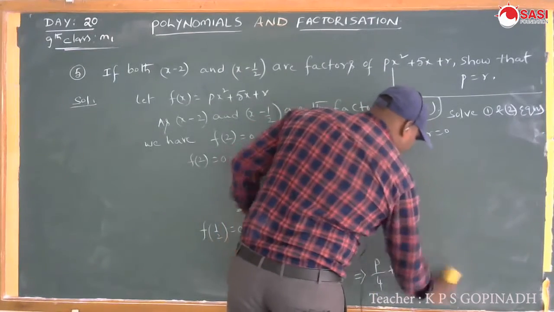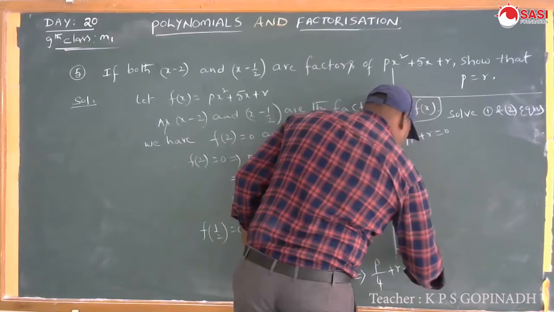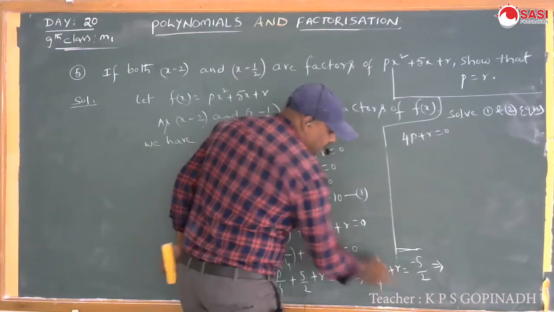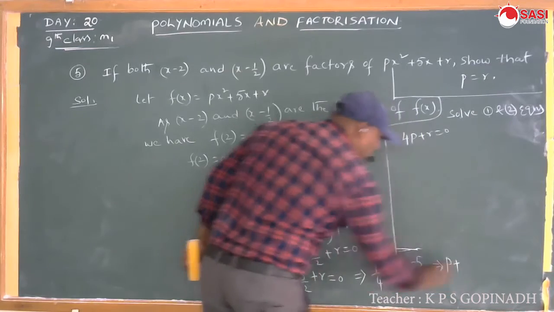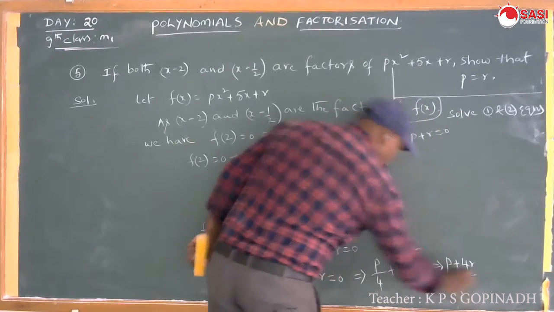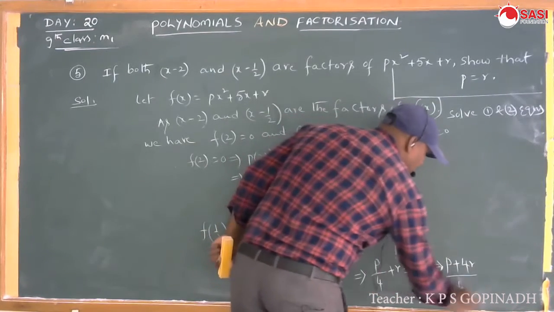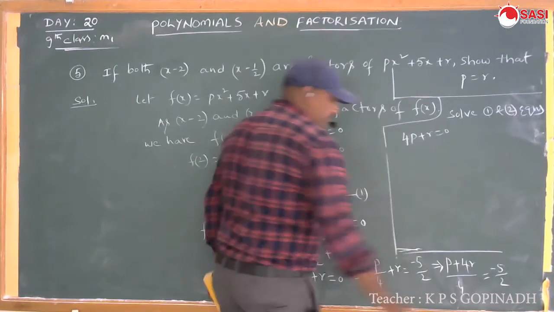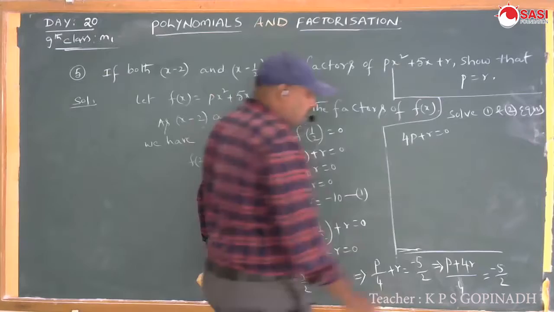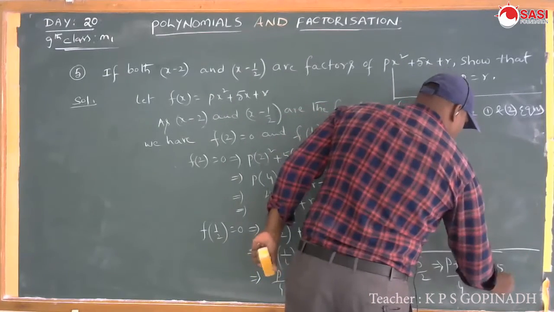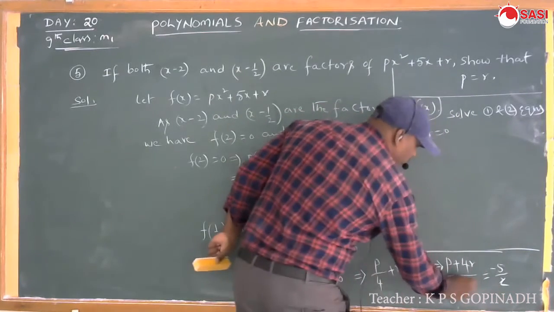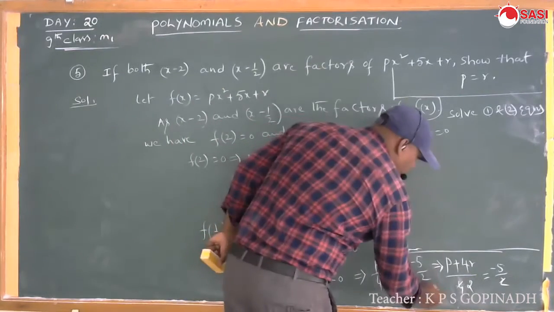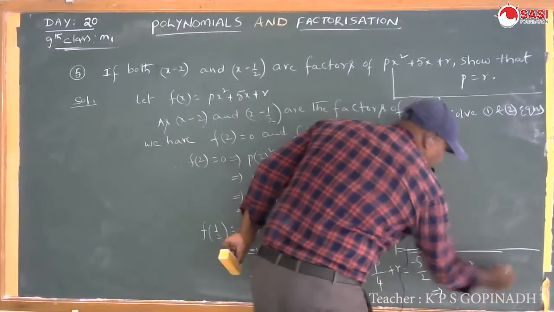The second equation is made equal like this. That implies we calculate the LCM: p plus 4r by 4 is equal to minus 5 by 2. Now here, 2 in 4, how many times does it cancel? 2 times cancel. So now by cross multiplication, where nothing is there, 1 will be there.